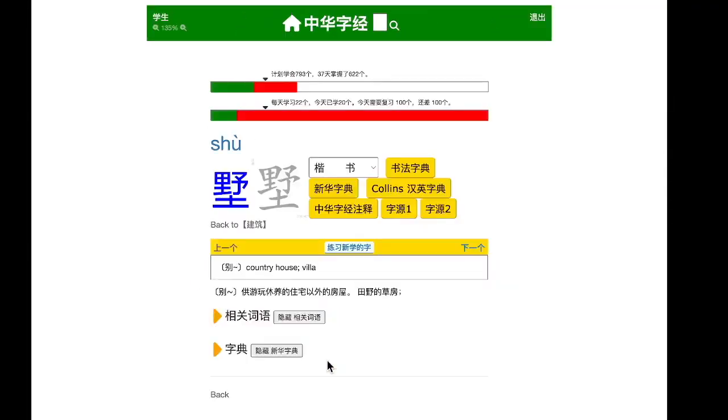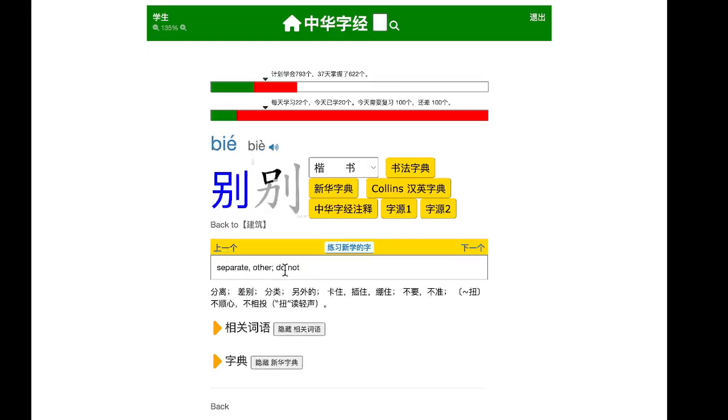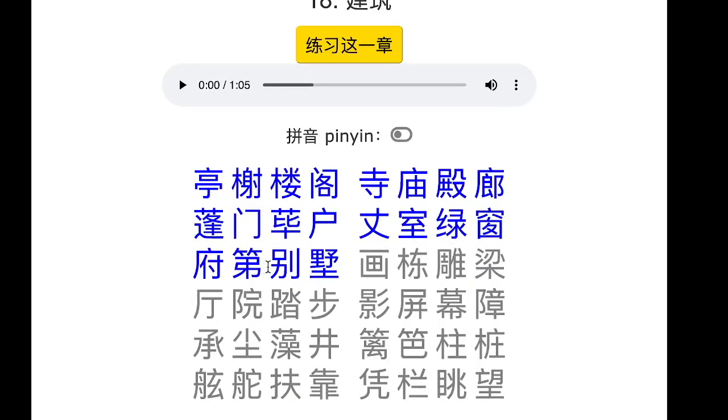别墅. When you put these two together, this character 墅 doesn't even have any meaning by itself at all. And 别 also doesn't have that meaning by itself. But when you put them together, 别墅 refers to a country house or a villa.